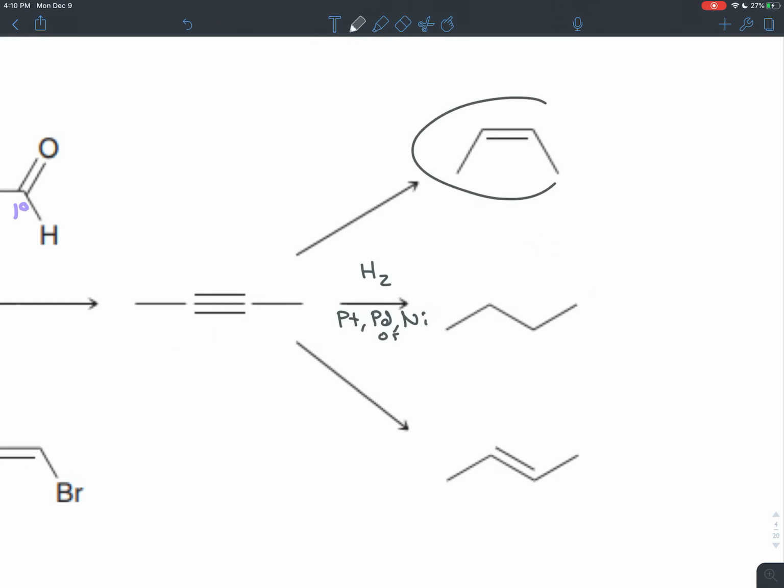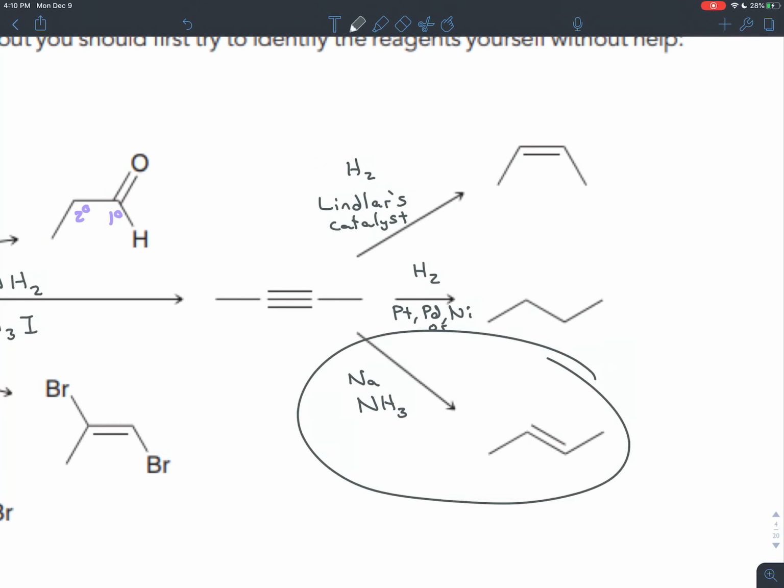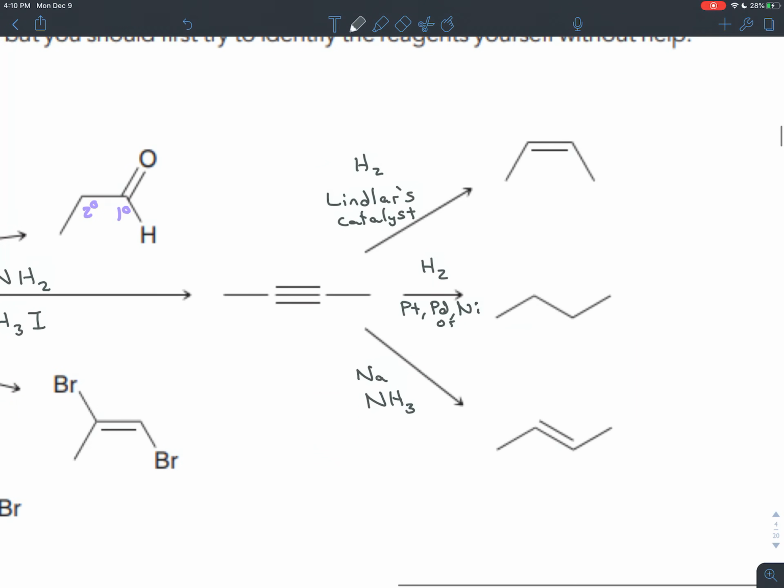Or you can turn it into a cis or a trans alkene. To get the cis alkene, you would add hydrogen gas in the presence of Lindlar's catalyst. To get the trans alkene, you would do the dissolving metal reduction, sodium in the presence of ammonia. And there's a video for the mechanism for this in that previous chapter, in the alkyne chapter.